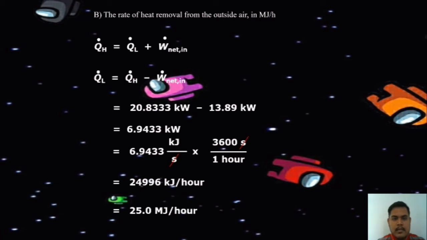The equation is QH equals QL plus W net, and we need to derive the equation, which is QL equals QH minus W net. The value of QH we get from part A, and the value of W net we get from part A also. So we insert the value 20.833 kilowatt minus 13.89 kilowatt, and we can get 6.9433 kilowatt. And we need to convert it to kilojoule per hour, which is 6.9433 kilojoule per second times 3,600 seconds per 1 hour, and we get 24,669 kilojoule per hour, and we need to convert it to 25 megajoule per hour.